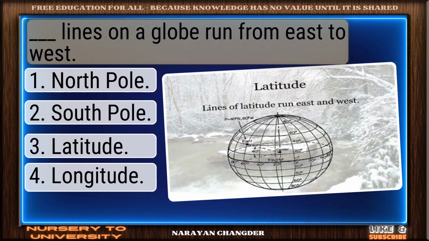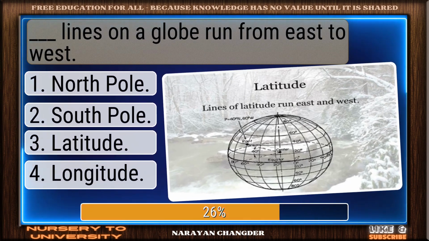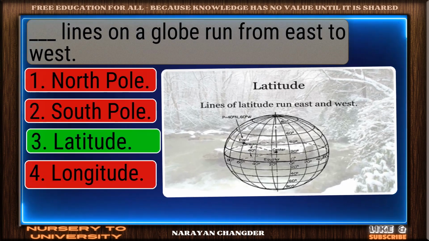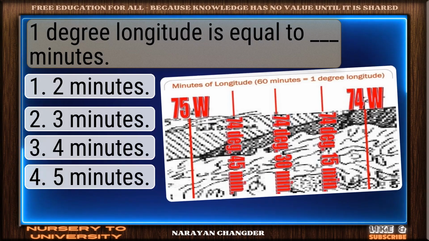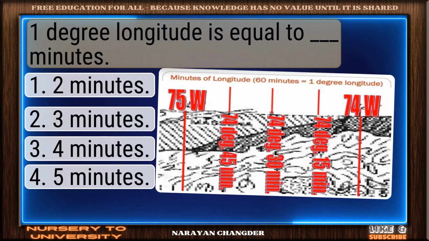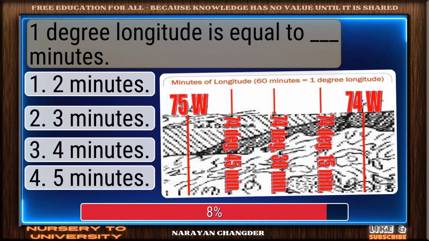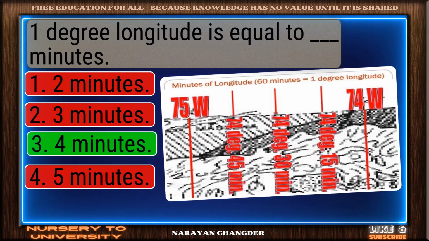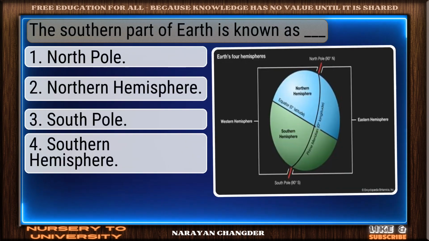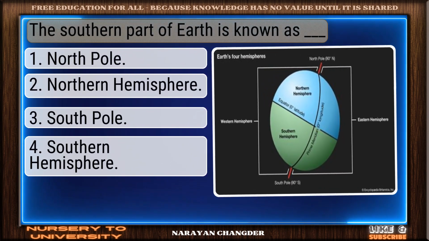Dash lines on a globe run from east to west. On track. Latitude is the correct answer. 1 degree longitude is equal to dash minutes. Nice work. You chose 4 minutes and it is correct. The southern part of Earth is known as dash.